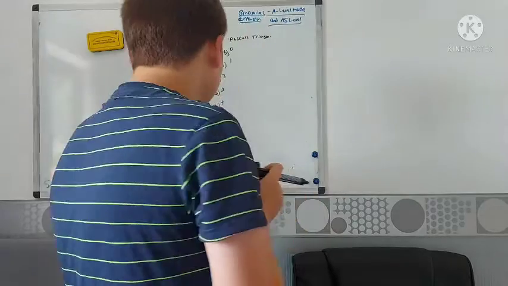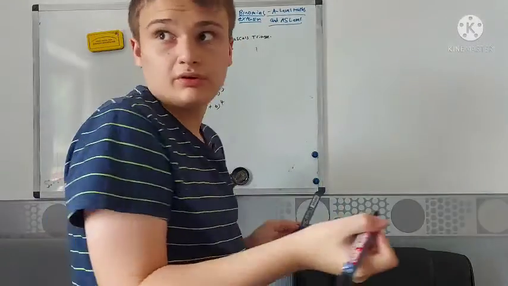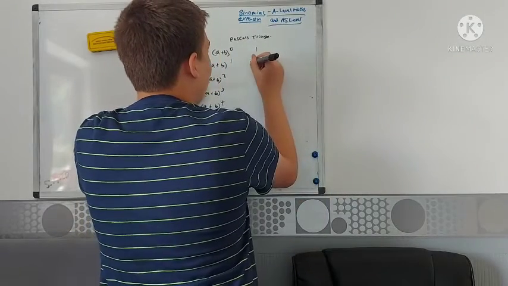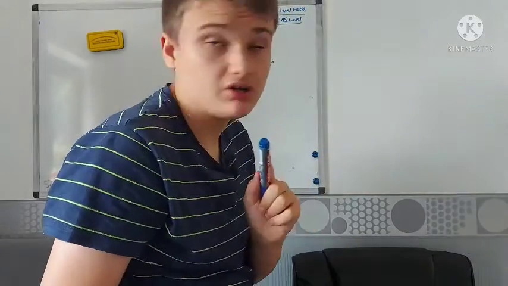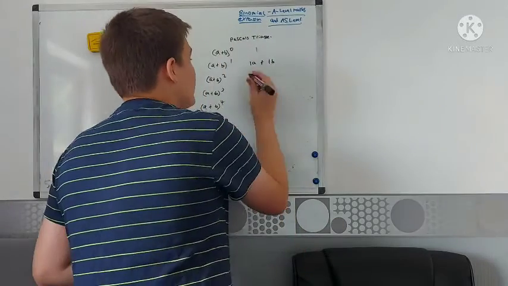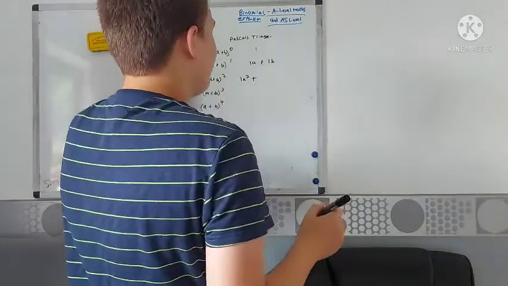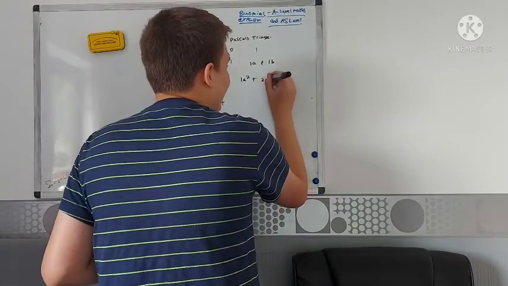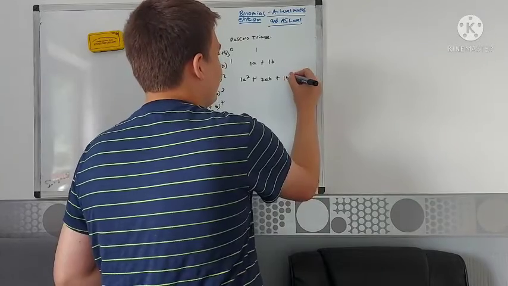Okay, so you should have got (a plus b) to the 0, and anything to the 0 is 1. Then expanding this out, (a plus b) to 1 is 1a plus 1b. I'll put the 1s there for a reason. Expanding (a plus b) squared, I've got 1a squared, then 2ab, and the last one, 1b squared.